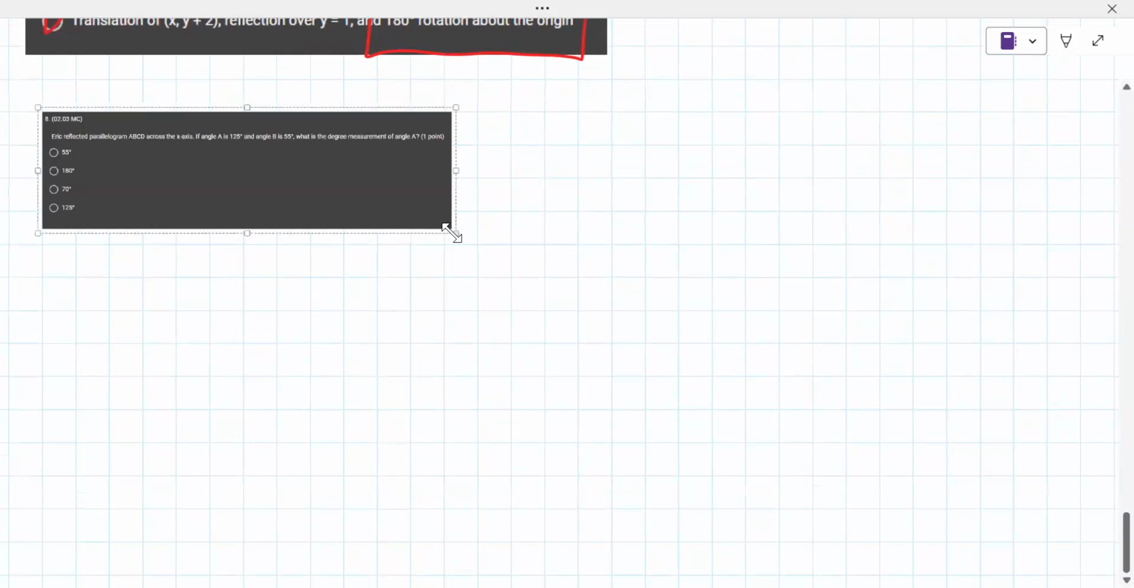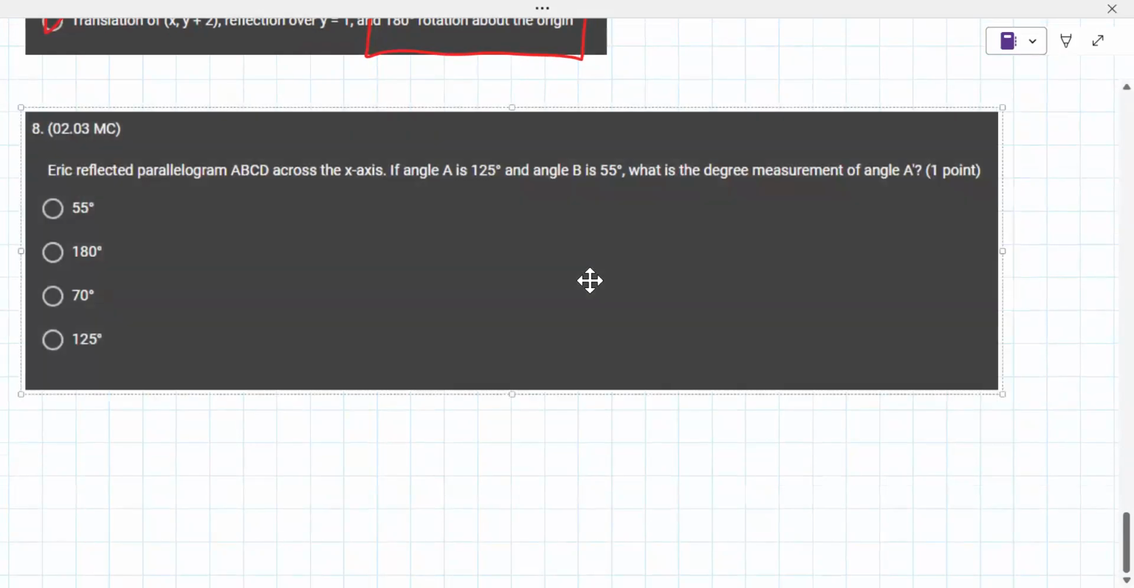Okay, so I'm going to put the next one in here. If Eric reflected a parallelogram across the x-axis, and angle A is 125 and angle B is 55, what is the measurement of A prime?